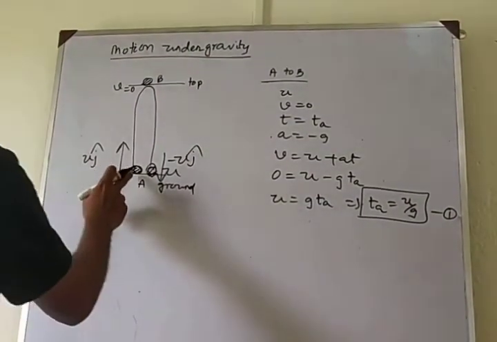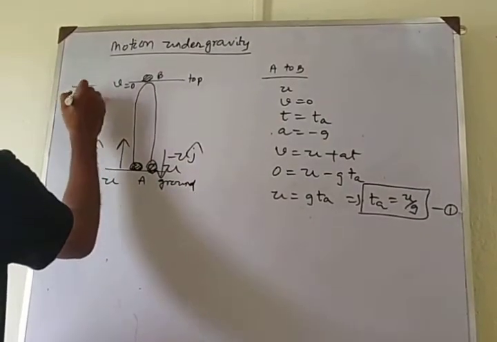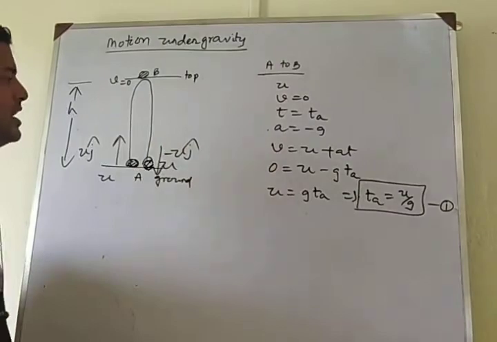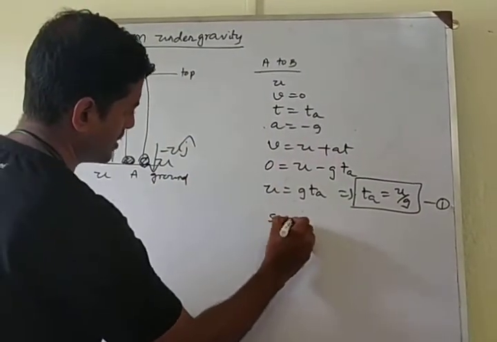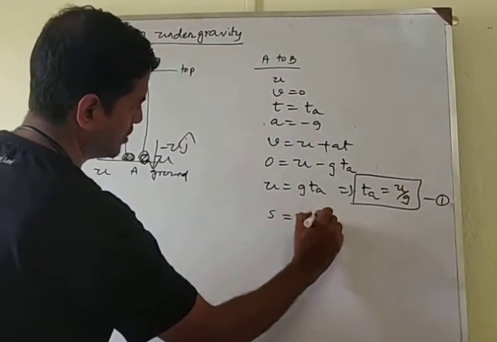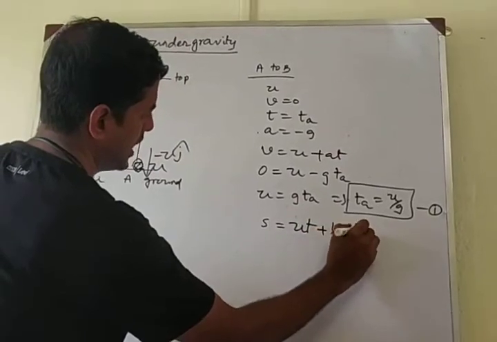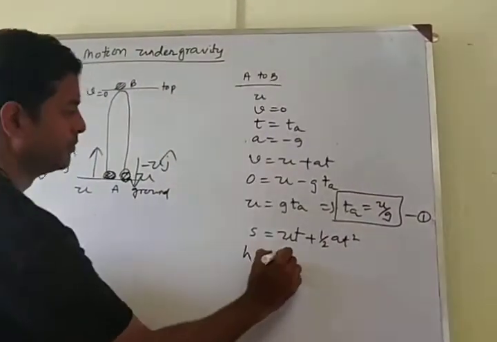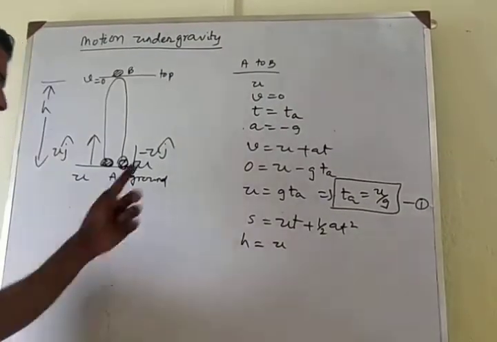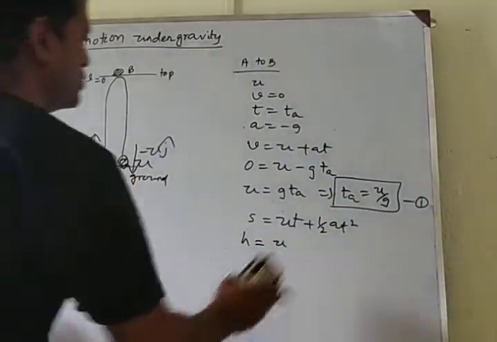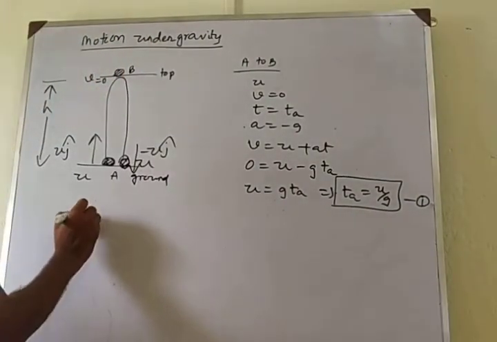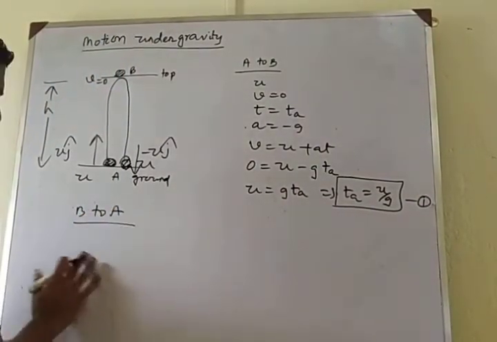When the ball is going from A to B, let's say it covers a height h. When it is coming from B to A, it also covers the same height h. So you can use the second formula, s equal to ut plus half at square, where s is h. While using this formula, I can use it in another way. Let's consider motion from B to A. This will be easier.